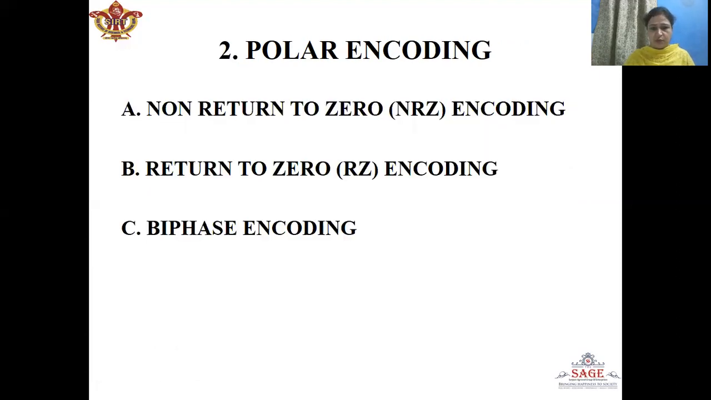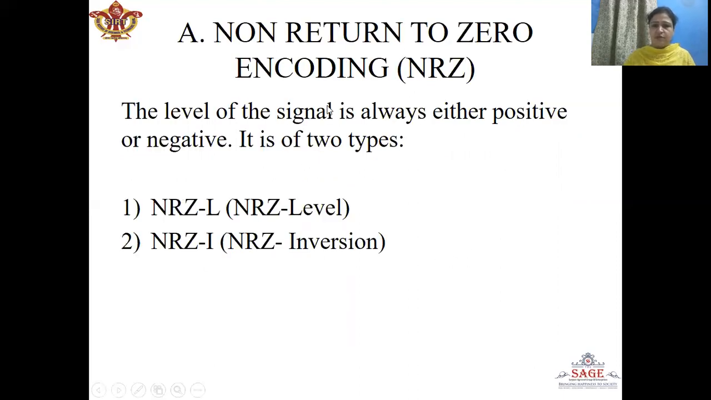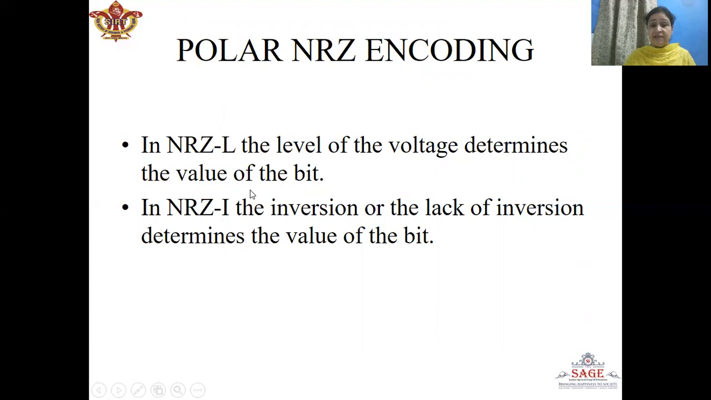Now, coming to polar encoding. As I have already discussed, it is of three types: non-return to zero, return to zero, and biphase encoding. Now, first, non-return to zero encoding. Here, the level of the signal is always either positive or negative. It will not take level 0. NRZ is of two types: NRZ level and NRZ inversion. In NRZ level, the level of the voltage determines the value of the bit, whereas in NRZI, the inversion or the lack of inversion determines the value of the bit.